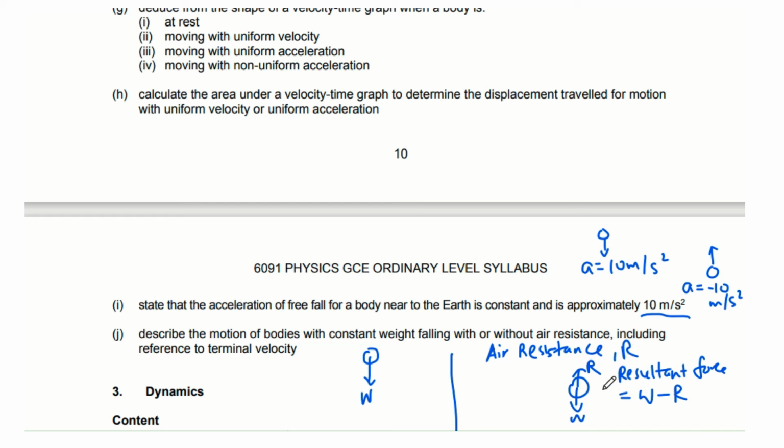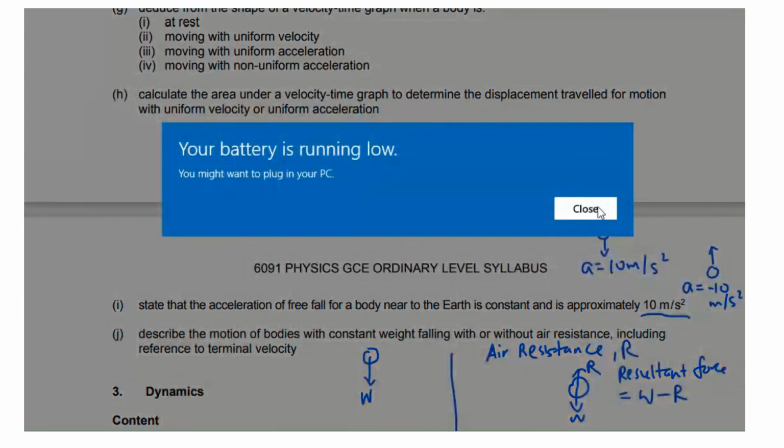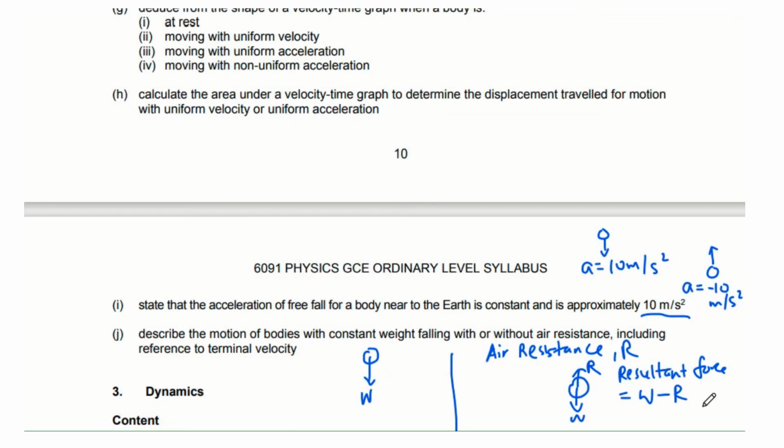Then it accelerates downwards, so the speed increases, and so will air resistance. As the object moves downwards with increasing speed, the air resistance increases. So when air resistance increases, the resultant force will decrease, and it will decrease until the point where W is equal to R. So what happens when W is equal to R? Well, when W is equal to R, the resultant force is equal to zero.